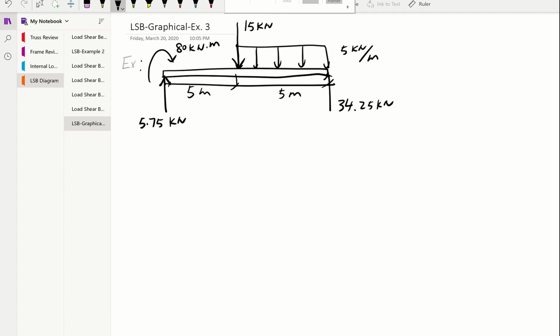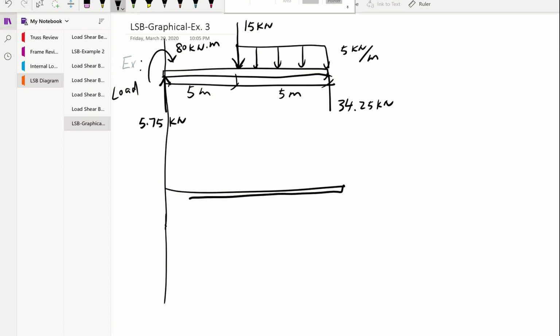So directly jump into our graphic approach. I'm going to borrow this one for our load diagram. So that's basically our load. And we're about to draw our shear. Then this is going to be our bending diagram. Okay. So shear.